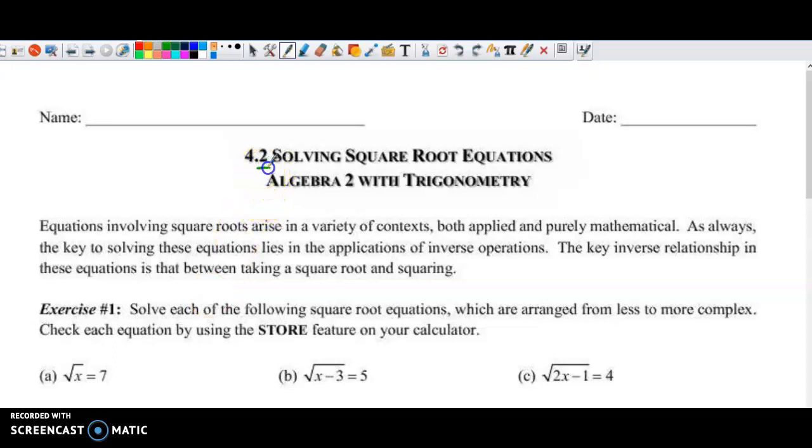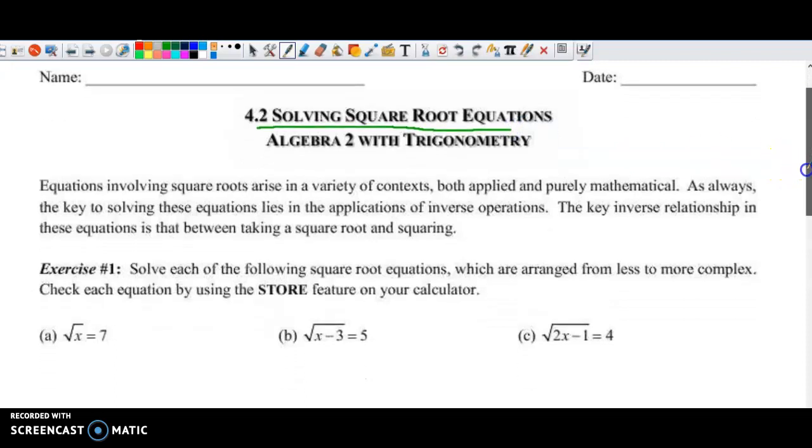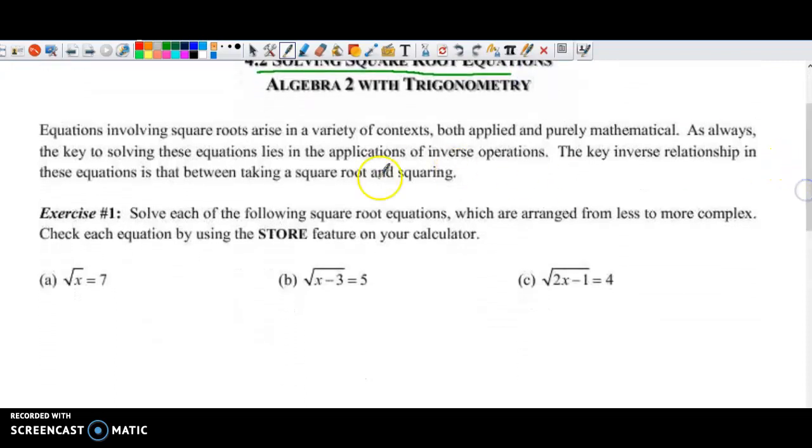We're moving more into the solving aspect of the square root function, and just a reminder that we can solve some of these square root problems by using the store feature in our calculator to check our answer. And I know some people, well, maybe you would just do this problem a little bit differently, but anyway, all you have to do to solve a square root problem is to undo it through squaring.